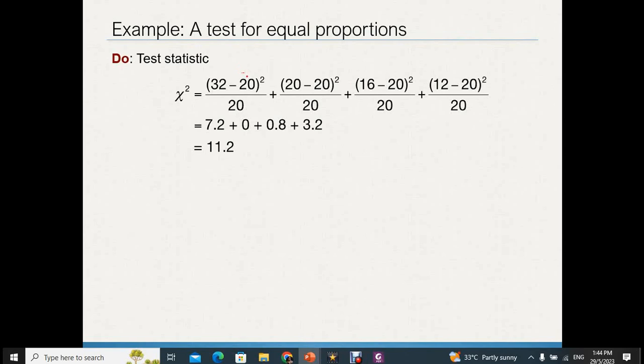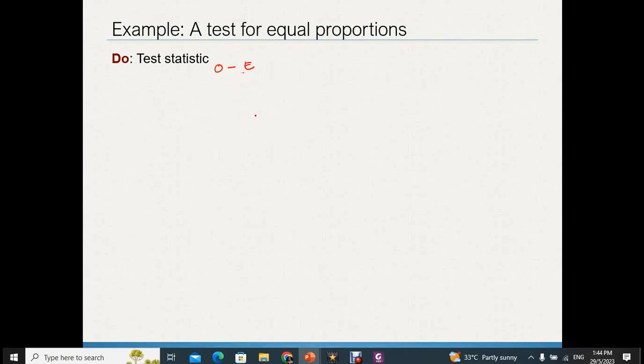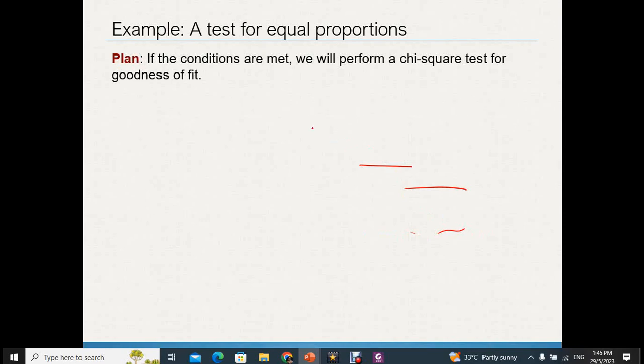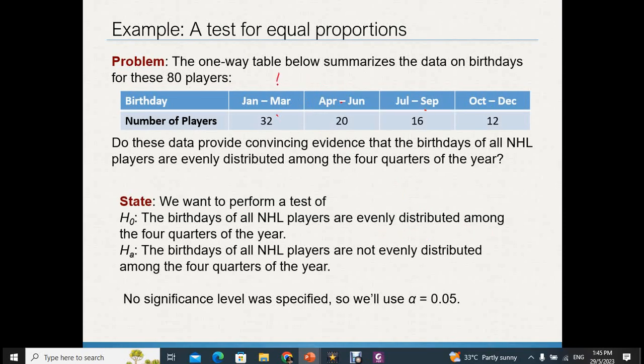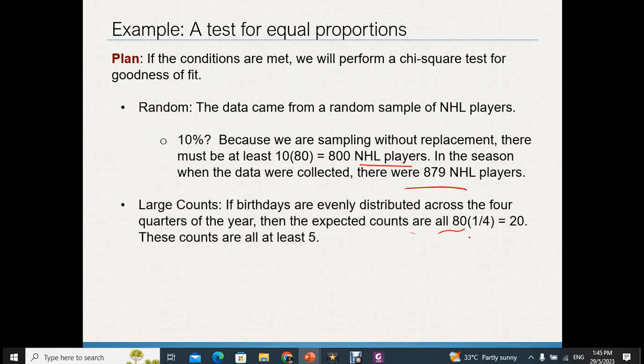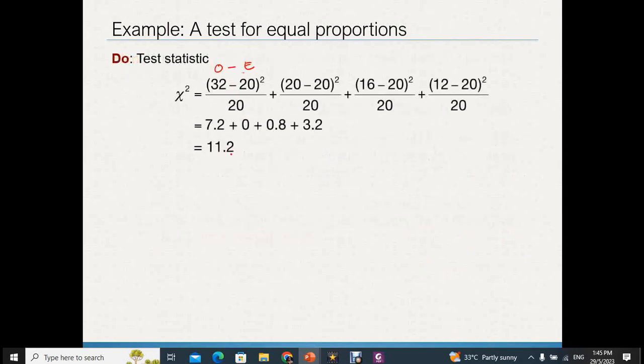So your 32 minus your mean, this is O minus E. What is E? E is 20. Where do you get the 20? The expected count is 80 divided by 4, equal to 20. Why 4? 1, 2, 3, 4. The expected count is n divided by k, where n is 80 and k is 4. So you get 20. This is your E. Then O minus E squared divided by E.